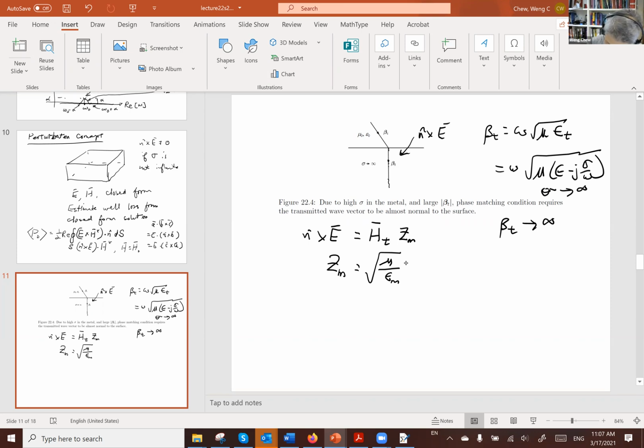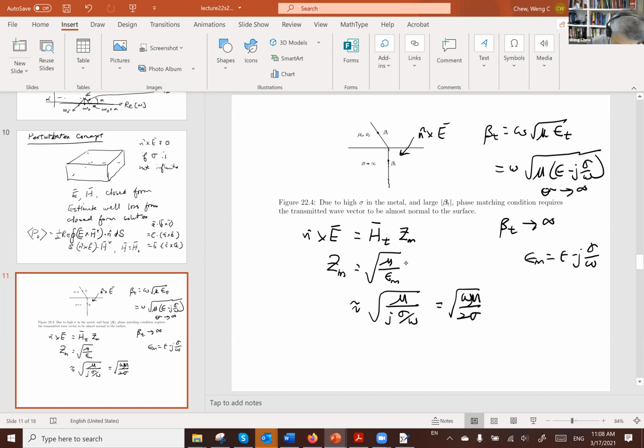We have studied plane wave in lossy medium. And what you have to do then is to replace epsilon with a complex permittivity. If you plug that in there, then you can see that this would be approximately equal to square root of mu j sigma over omega. And then if you work out the math, it would be omega mu over 2 sigma times 1 plus j. Yeah, I think there should be a minus j here, sorry. You have a minus j and then you get the 1 plus j there.